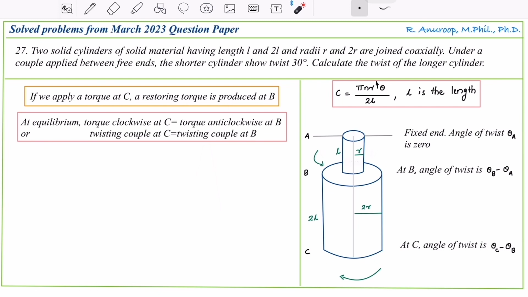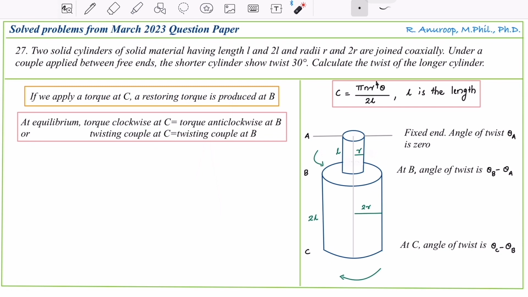The next question is two solid cylinders of solid material having length L and 2L and radii R and 2R are joined coaxially under a couple applied between free ends. The shorter cylinder shows a twist of 30 degree. Calculate the twist of the longer cylinder.